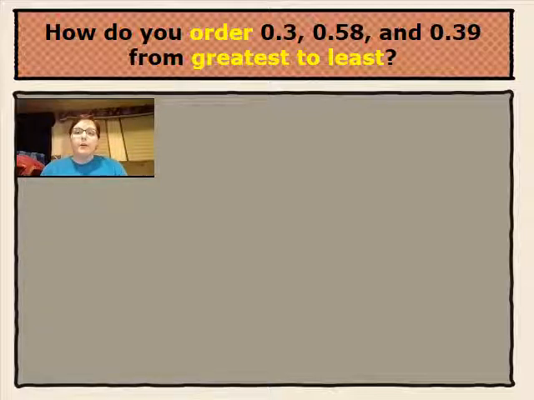How do you order 3/10, 58/100, and 39/100 from greatest to least? To compare decimals, you must first line up the numbers by the decimal point. Then you look at the tenths place. There's a 3 and a 5. We know that 5 is greater than 3.